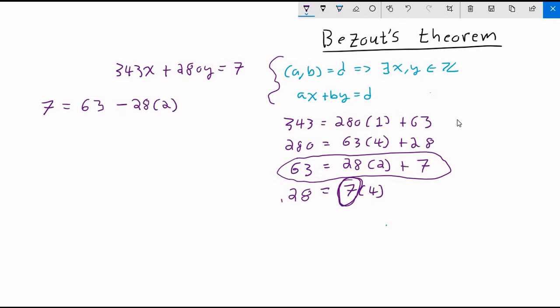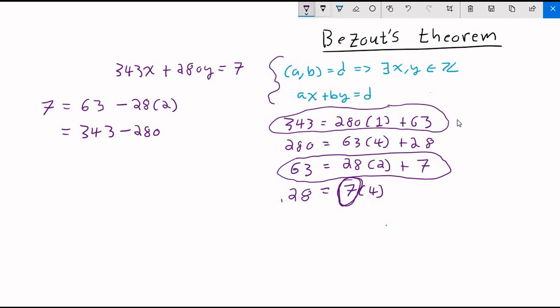Now we don't want to simplify anything yet because we want to use these equations to build ourselves back up to the numbers A and B. So for 63, we have this equation. The very first equation tells us how to write 63 in terms of our A and our B, 343 and 280. So I can rewrite 63 as 343 minus 280. All I've done is just subtracted 280 from both sides of the first equation.